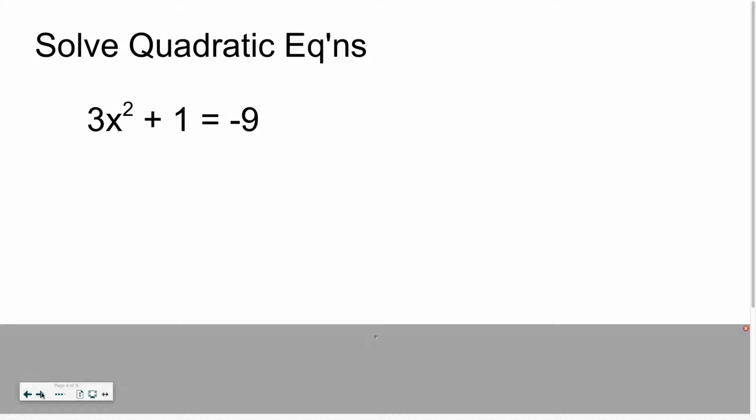All right, so I'd start by looking at this and saying, hey, there's only one x squared right there. I could solve by reverse PEMDAS, taking square roots, right? Get x squared all by itself. So what would you do first? Subtract 1. We got 3x squared equals negative 10. Next. Divide by 3. x squared equals negative 10 thirds. Next. Square root everything.